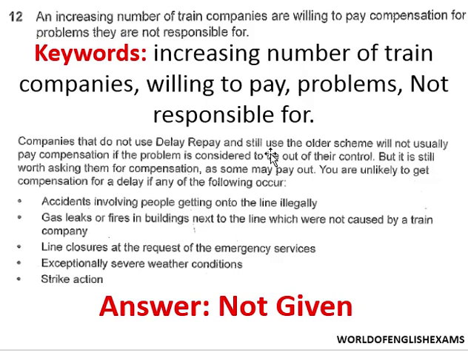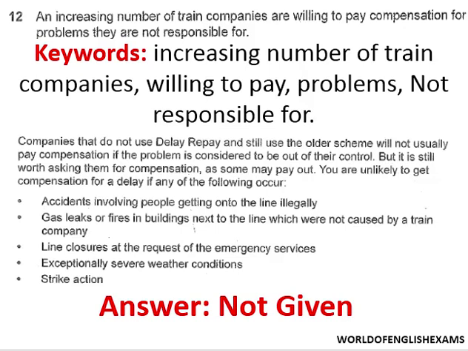So we are not getting a concrete answer. That's why the response will be not given. The statement never says this. It only says that some of the train companies, when they are following the older scheme, will not pay the compensation, and some of them may pay. So there is never the information about the increasing number of train companies willing to pay. So we don't have any information related to this, hence the answer is not given.